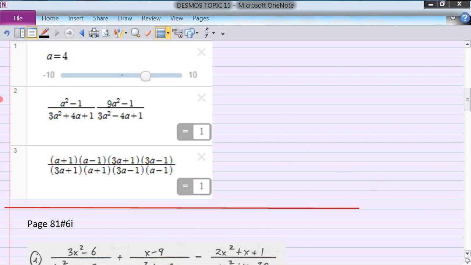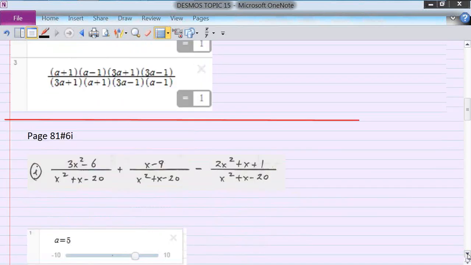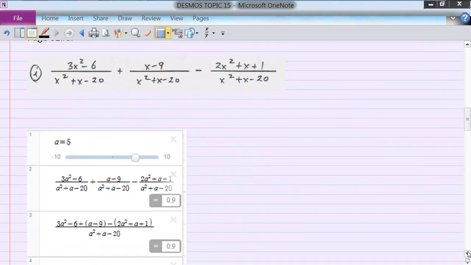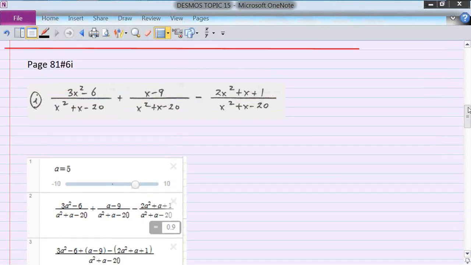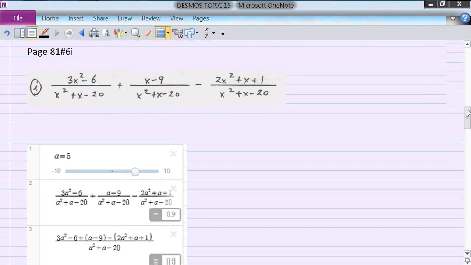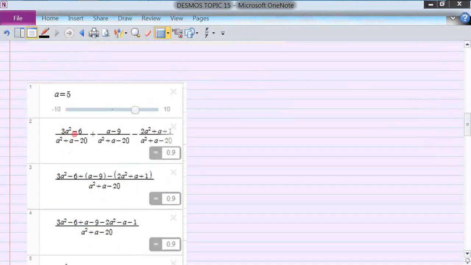Now here what we've done is what I said before, break the problem down into smaller steps. If you're trying to diagnose an error, then maybe you'll find Desmos useful. Let's take this problem here. I've entered it here into box 2: (3a squared minus 6) over (a squared plus a minus 20). This is problem page 81, number 6i.